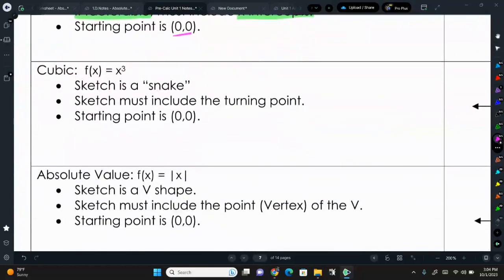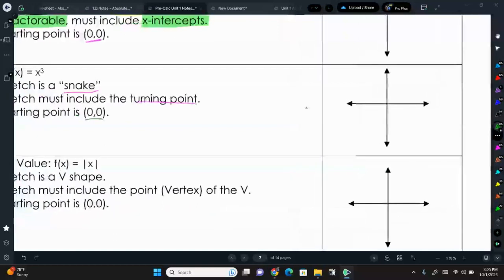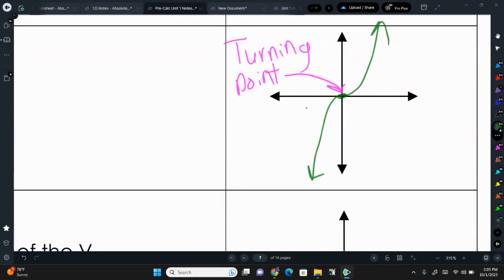A cubic one. We didn't do a lot of cubics last year. We did polynomials where maybe we had 3 x-intercepts, but we didn't really call them cubics. The sketch is a snake, and you only need to include the turning point, and I'll show you what that is. And the starting point, again, is at 0, 0. So a cubic function will look like this, and it kind of looks like a snake, and this right here is our turning point. If we look real close, it looks like this graph is going to curve back and come down, like right here. But instead of coming down, it turns upwards and keeps going. So that's what we call the turning point, or technically it's called an inflection point.